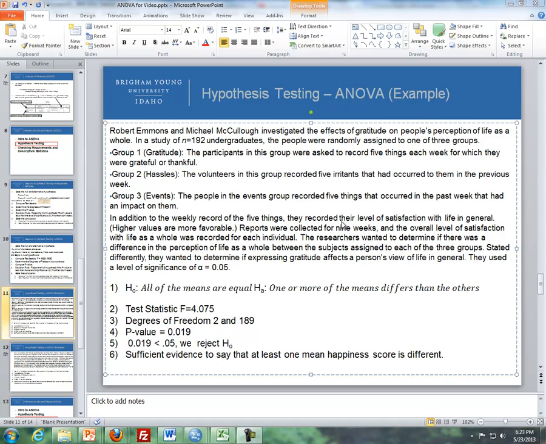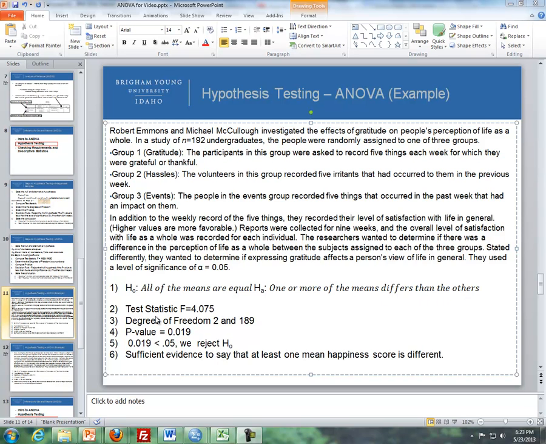They also recorded the level of satisfaction. The goal is to see: is the mean level of satisfaction different between the groups? So the null hypothesis for ANOVA is that all the means are equal, and the alternative is that one or more of the means differ from the others.